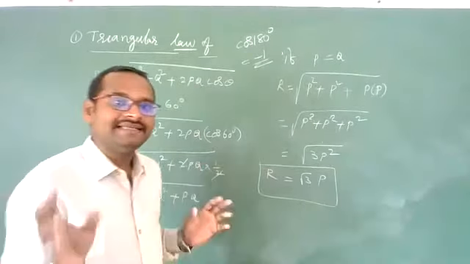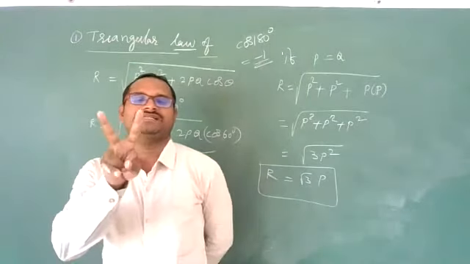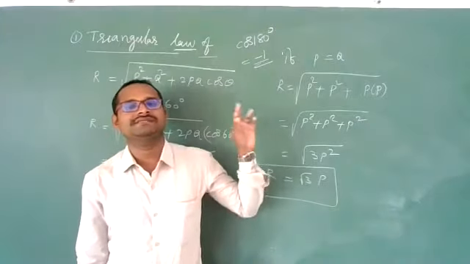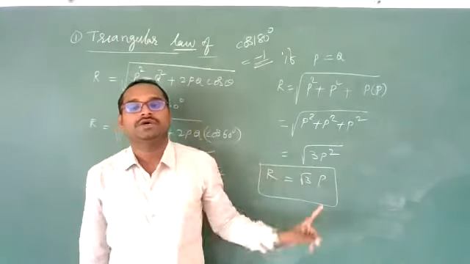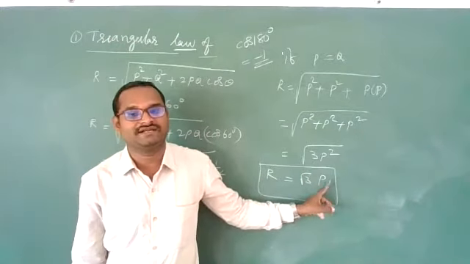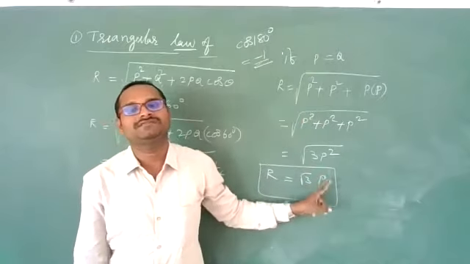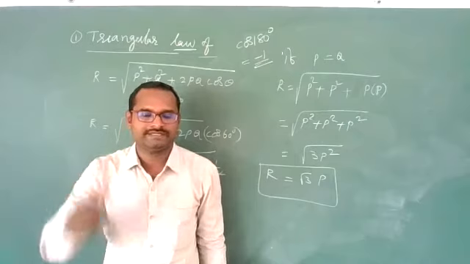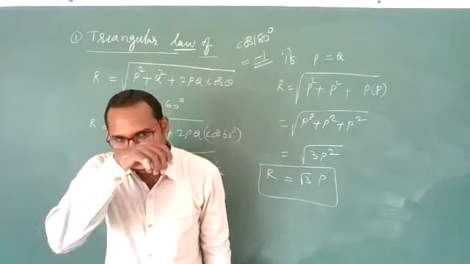Means directly you have to get the answer. If two vectors with equal magnitudes are given, and they are making a 60 degrees angle between them, then what will be the resultant? Root 3 times of any one vector. It may be root 3 times of p or root 3 times of q. Got it? Students, understanding?